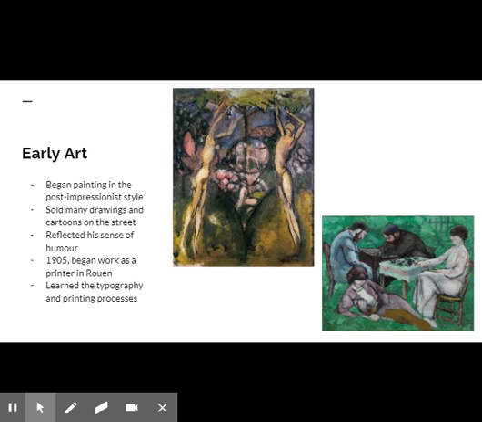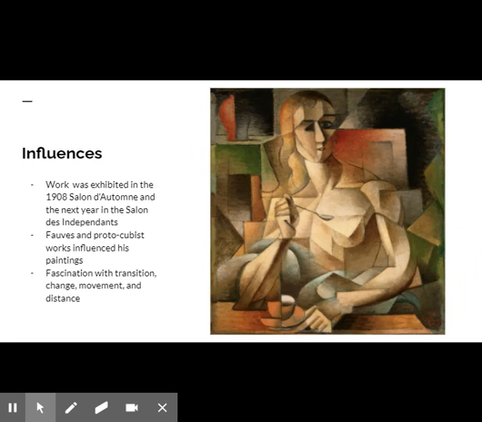During his early years, Duchamp spent his time playing billiards and selling his drawings and cartoons on the street. These cartoons reflected his sense of humor, using textual and visual puns. In 1905, he began work with a printer in Rouen. There, he learned typography and printing processes, skills he would later use in his work.